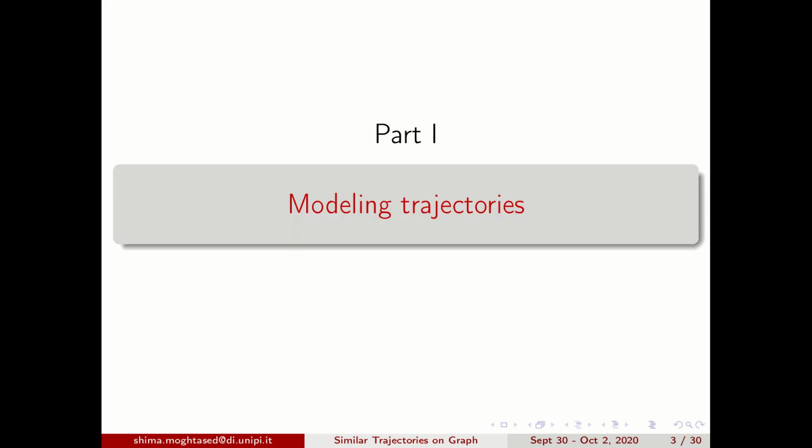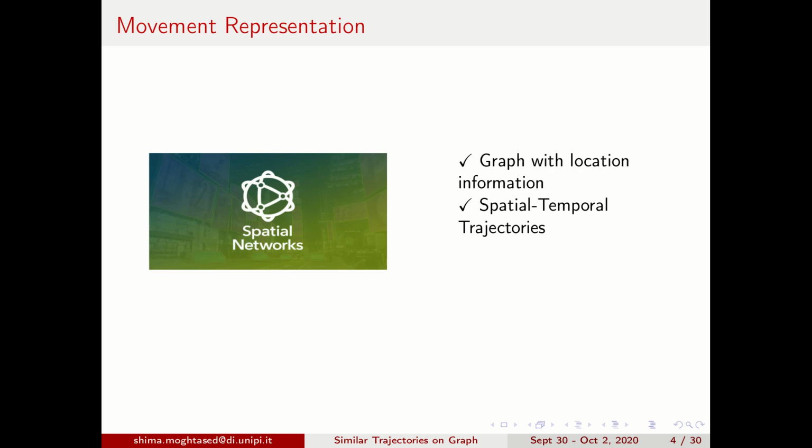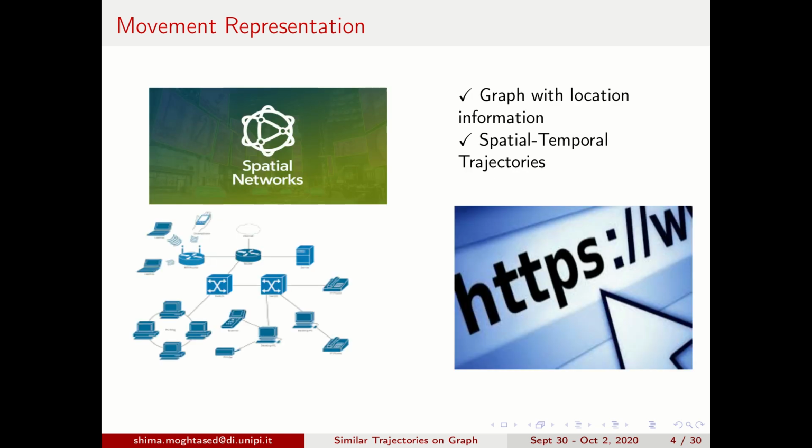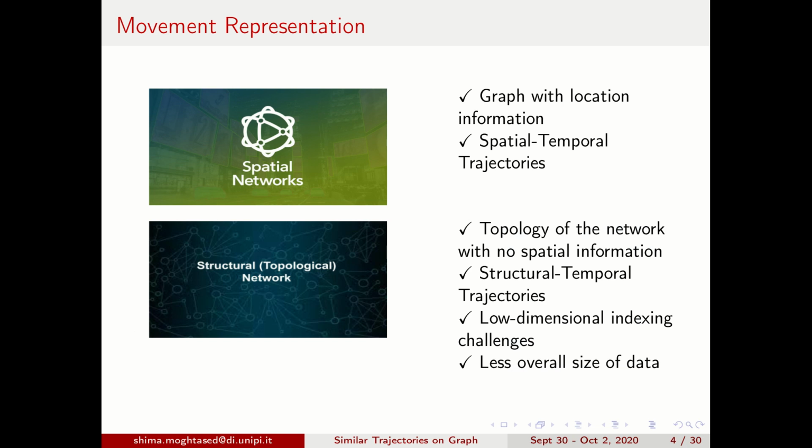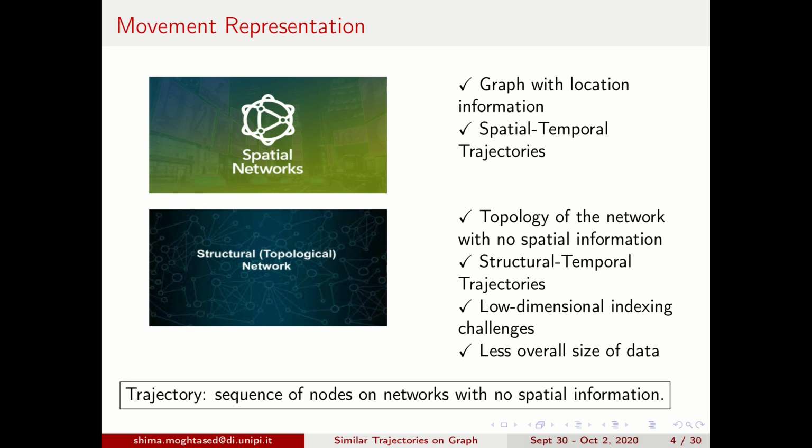So let's go through modeling trajectories. Most of the works which study movement constrained by a network consider trajectories which are already mapped into a spatial network. While there are some applications where the movement is not spatially or physically constrained by a network. Considering this type of applications, we use the topology of the network with no spatial information to define our trajectories. Presenting the movement this way can provide us low dimensional indexing challenges and also less overall size of data, which could be important for designing a model in some cases.